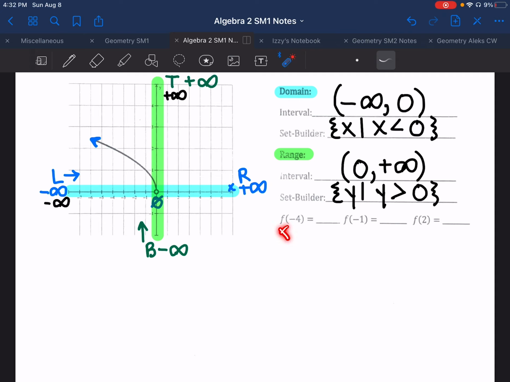Remember, this says x equals -4. So find -4. There it is. And then go to the graph. There's my answer, +2.